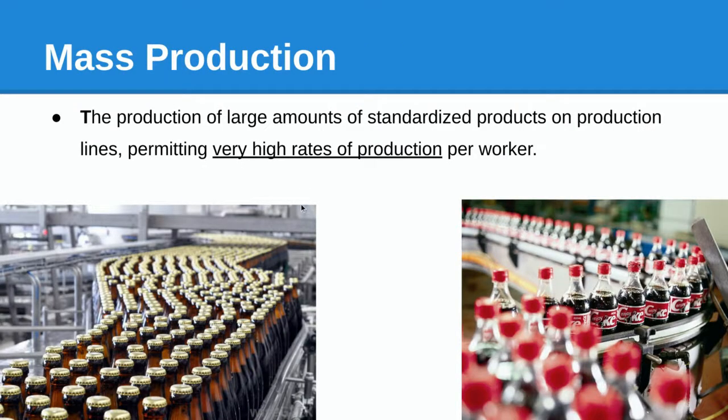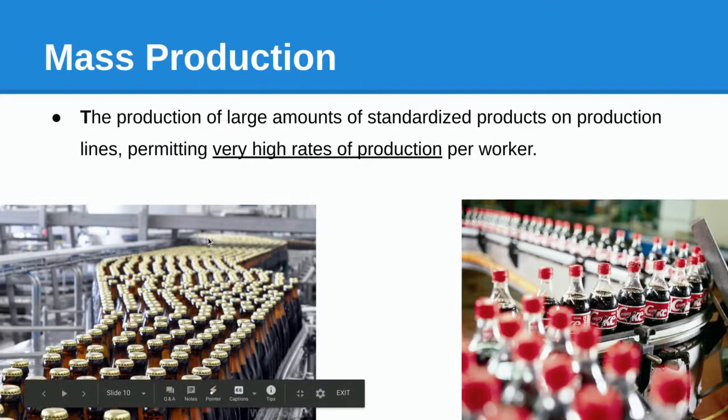Mass production. The production of large amounts of standardized products or production lines permitting a very high rate of production per worker. Again, we've got Coke because they're fun. And we've got, I'm pretty sure this is root beer.